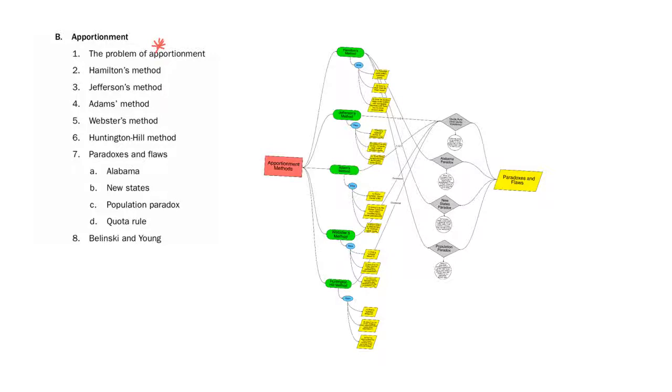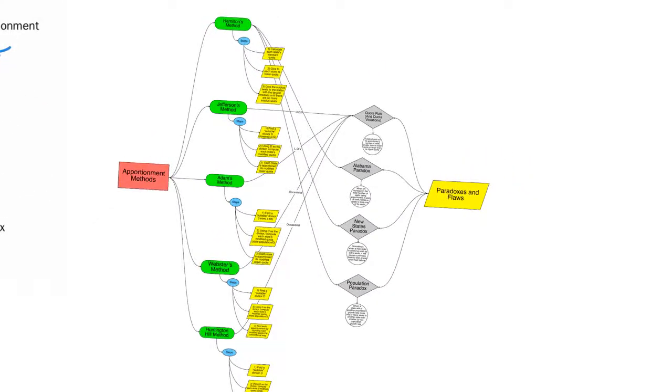Okay, so now we covered the problem of apportionment. We also covered key concepts as well. So let's move on to looking at the various methods of apportionment. Okay, so we will begin with Hamilton's method. Okay, so Hamilton's method is as follows.